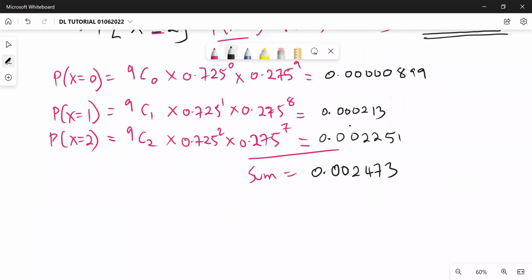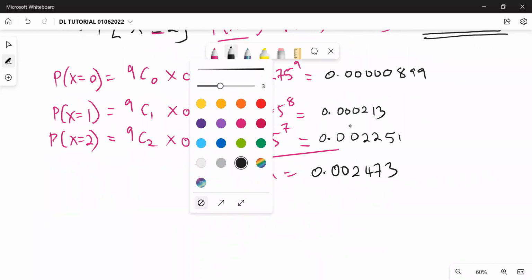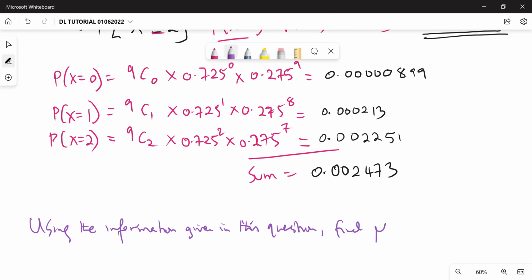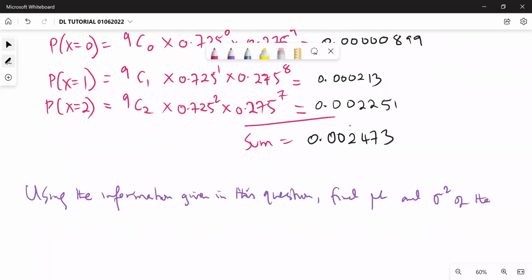Maybe before we move out of this example, I will ask this question: using the information given in this question, find mu and sigma squared of the random variable X, the variable that we are describing up there. Find mu and sigma square.